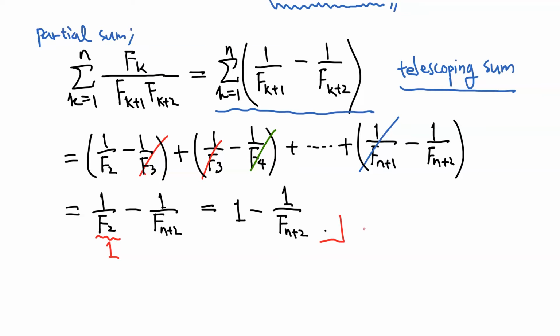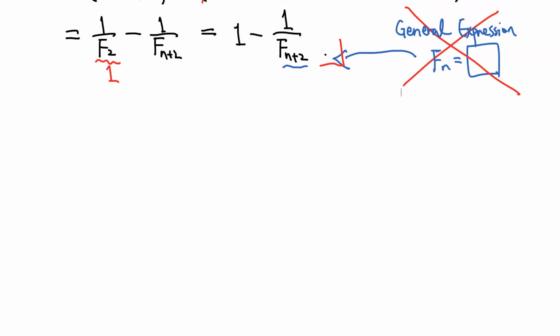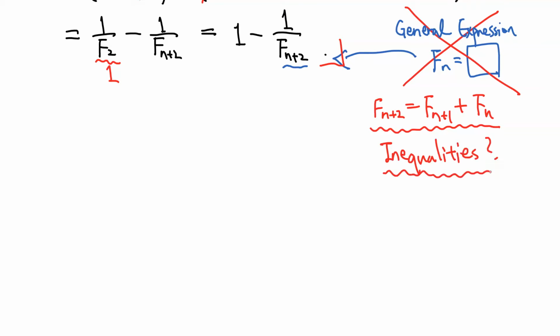Okay, so we have a much more simplified expression for the partial sum, and actually the alternate approach you can take right here is to simply use the general expression for Fn+2 to obtain a closed form expression for the partial sum. But like I said previously, I am not going to use the general expression when solving this problem, so let's just forget about that. Instead, we will make the most of the given recurrence relation, which is this, and try to obtain some kind of inequalities.